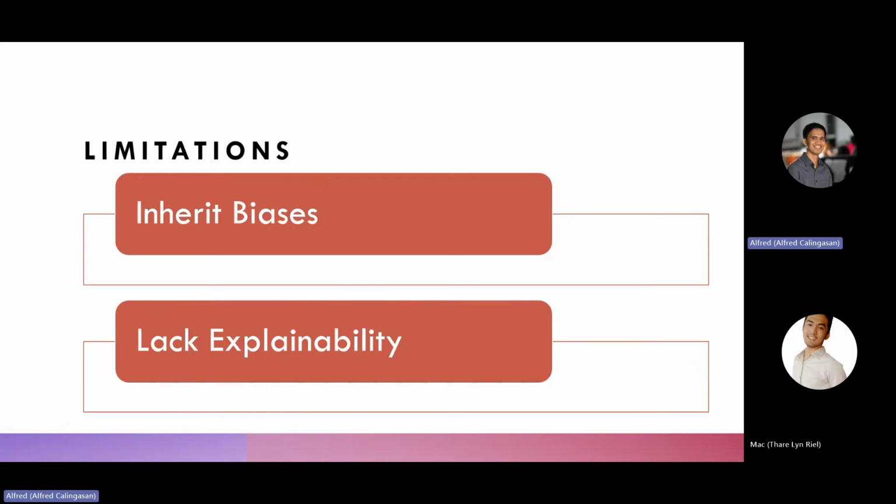So data selection and model evaluation are crucial. And for lack of explainability, understanding how a generative AI model arrives at its output can be challenging. This necessitates human oversight and control.